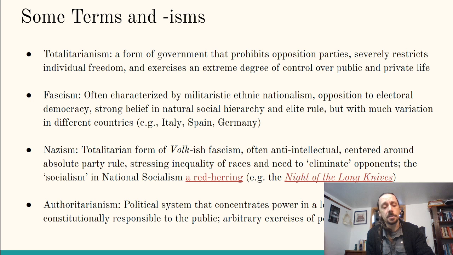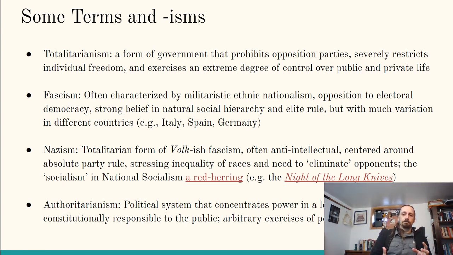Now, totalitarianism can come in many forms. In the case of far-right totalitarianisms, we have things like fascism, Nazism. Now, fascism was a political ideology that was mainly prominent, right? We're thinking the late 20s, 30s, 40s, until its decisive defeat in World War II.